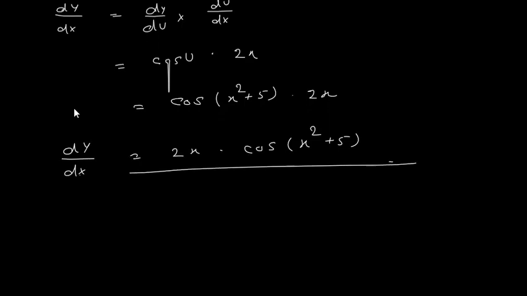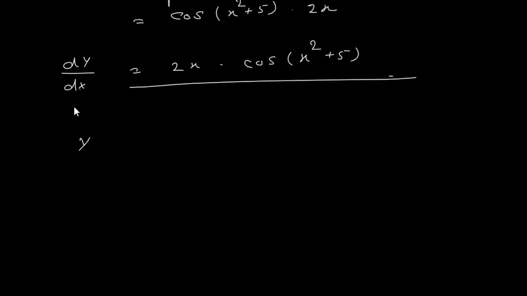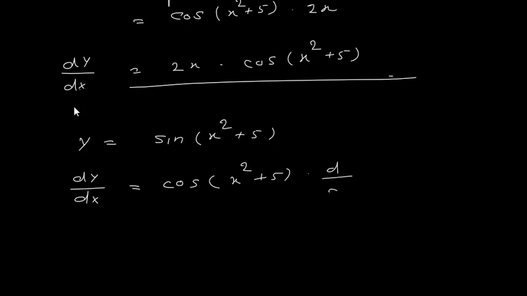Now I will discuss one alternate method also. Again let us consider y is equal to sine of x square plus 5. In this alternate method we will apply the chain rule in one simple step. First consider what your inner function and outer function are. Your outer function is sine and your inner function is x square plus 5. First differentiate your outer function: the derivative of sine is cos, so you will get cos of x square plus 5.